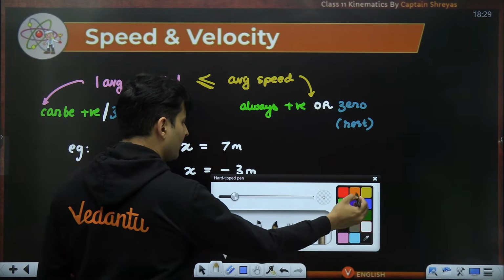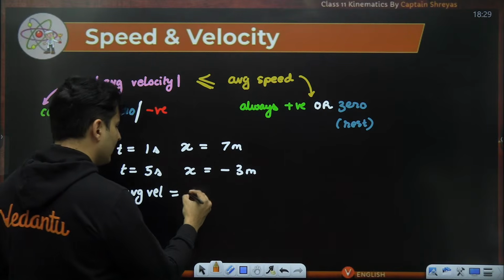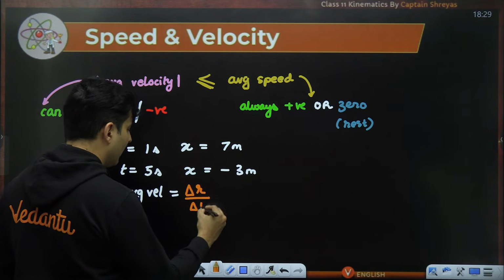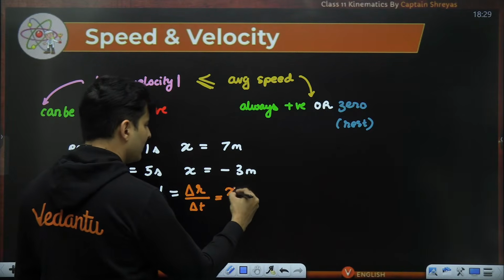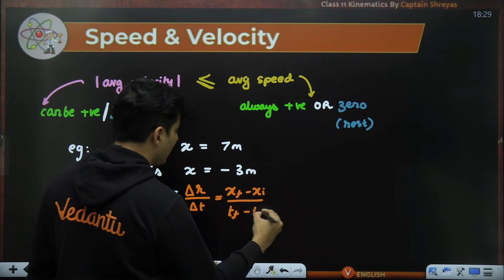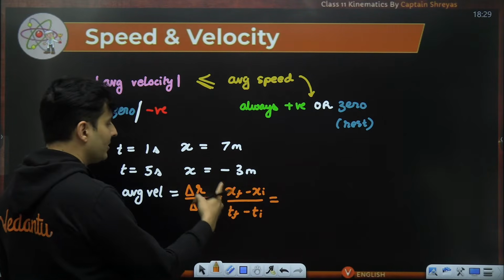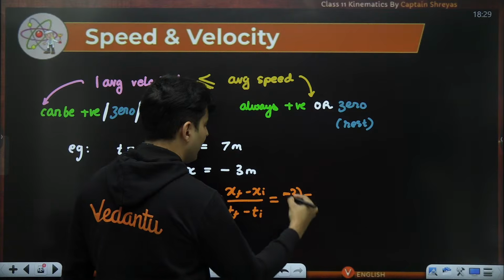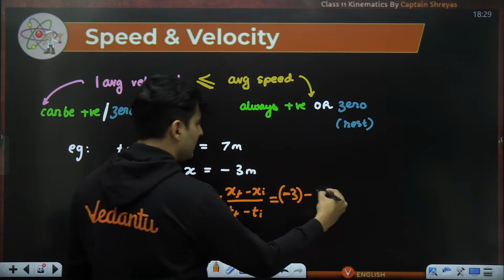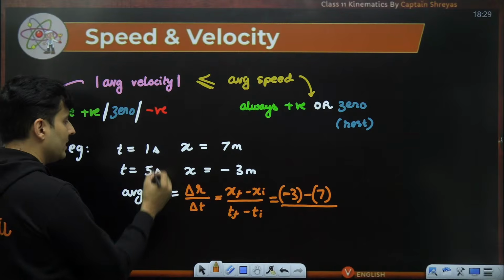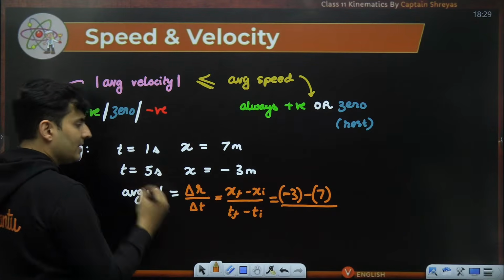Observe it carefully, guys. Average velocity is nothing but the displacement upon the time taken. Displacement is final minus initial position. This is also final time minus initial time. As you can see, my final coordinate is -3 meters, whereas my initial coordinate is 7 meters. The whole thing is divided by the final minus initial time.